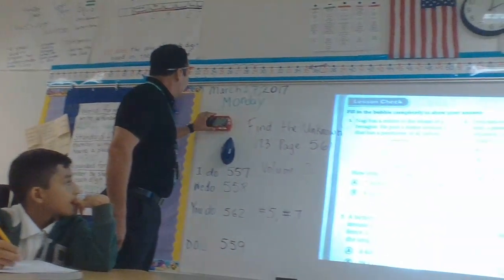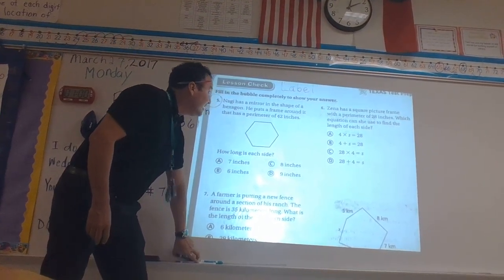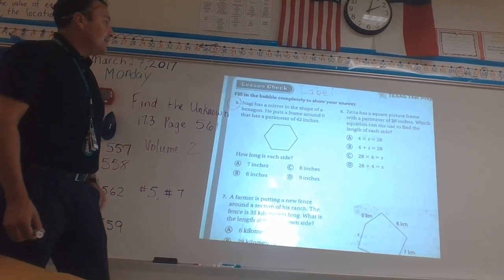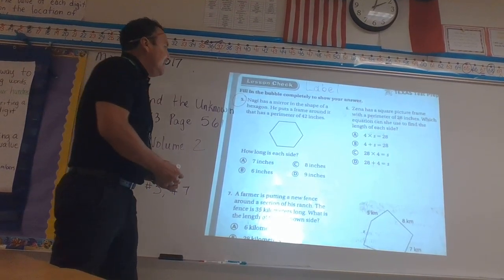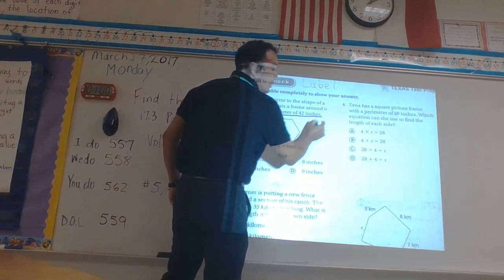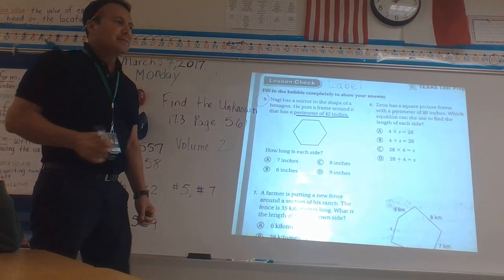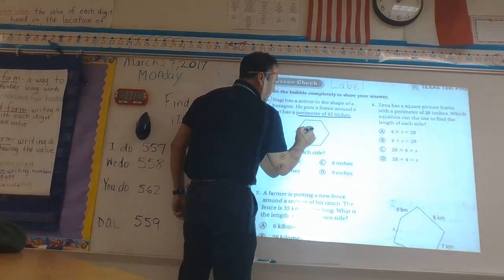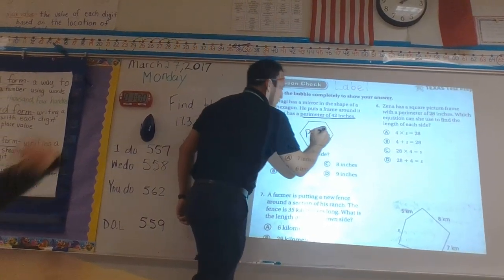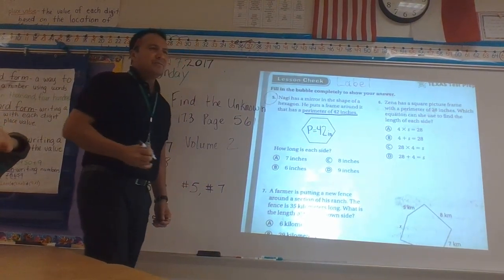Okay, everybody look to the front. When I look at the problem, the first thing I had to do was read it. It says Nagi has a mirror in the shape of a hexagon. He puts a frame around it that has a perimeter of 42 inches. So first thing I have to do is know it has a perimeter of 42 inches. What do I do with that information? Carlos? Put forty-two inches. Very good. What's the next thing I could do?